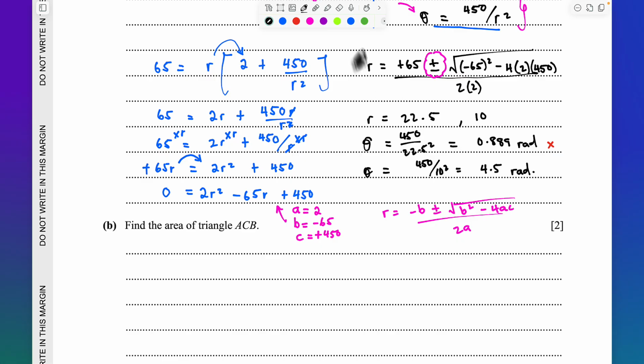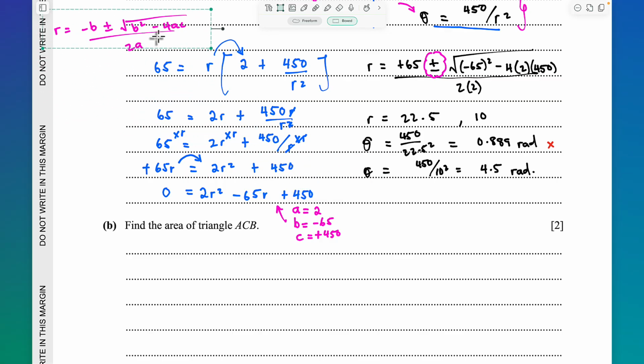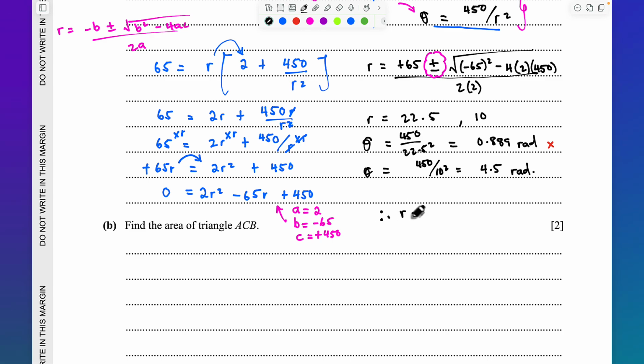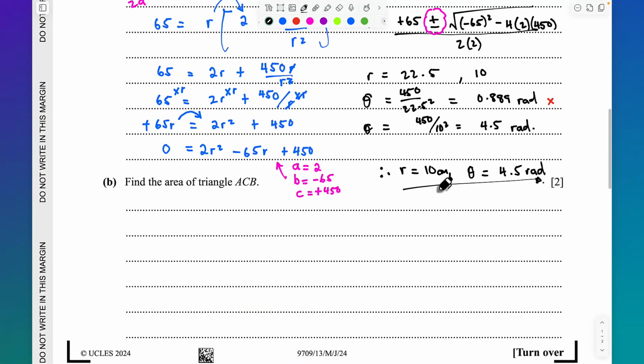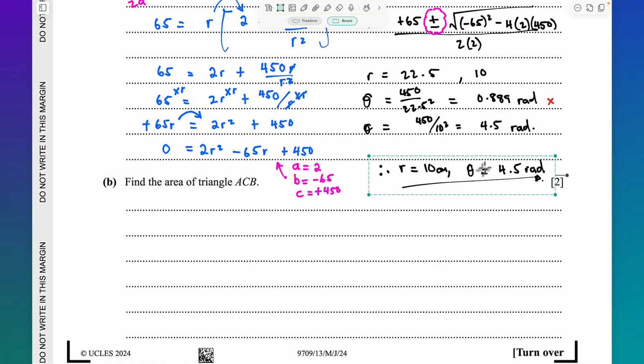So I'm going to take this, maybe put this over there on the side. Okay. Therefore, our answers are radius is equal to 10, because this is the one that worked, and theta is equal to 4.5 radians. This is 10 centimeters. These are the 2 answers. Okay, that was a lot of work for 4 marks. But as long as you get to the answer, then it is perfectly fine.